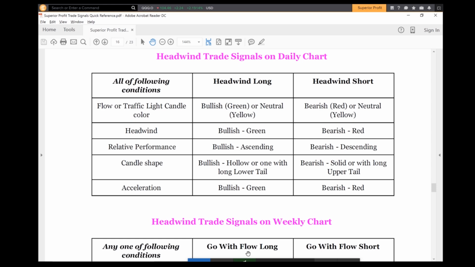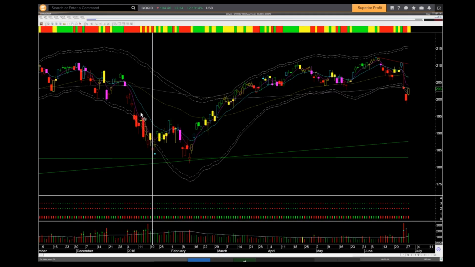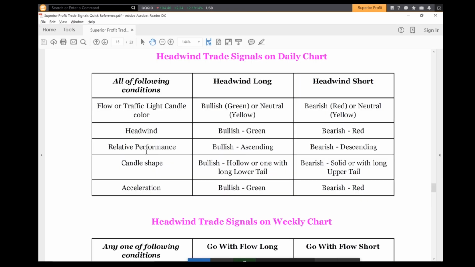Third, relative performance ascending. As we just saw in the case of go with flow trade, because we are looking at SPY, which is the broad market in my setup, there is no need to look at relative performance. Otherwise, we will require the relative performance, the additional line shown on the chart, to be tilting up, ascending. But we don't need it because in this case we are looking at broad market itself. So that criteria is not required.